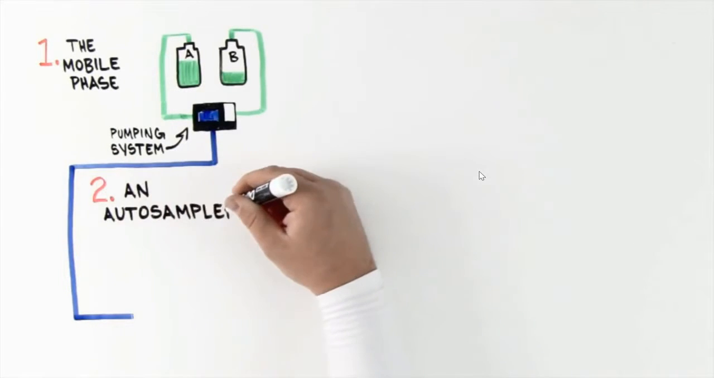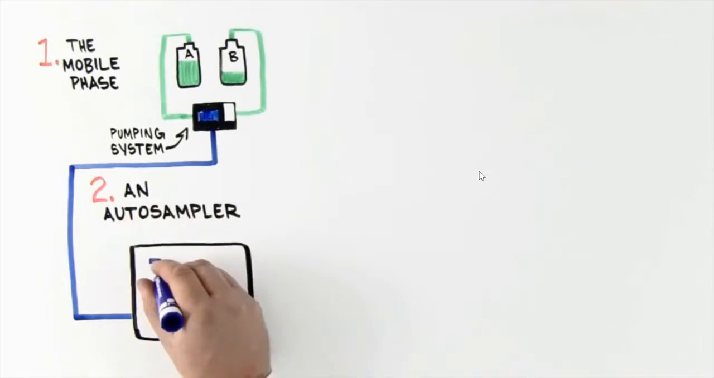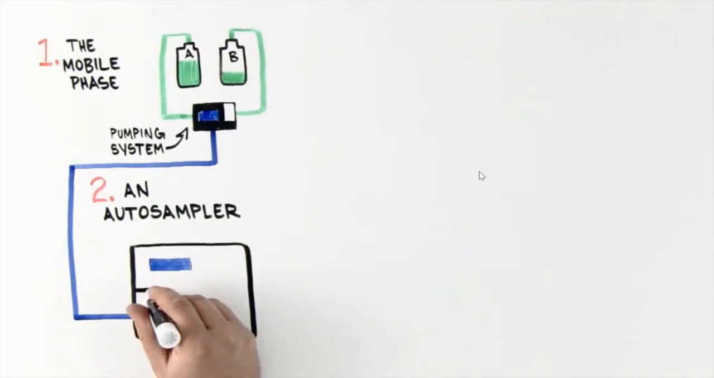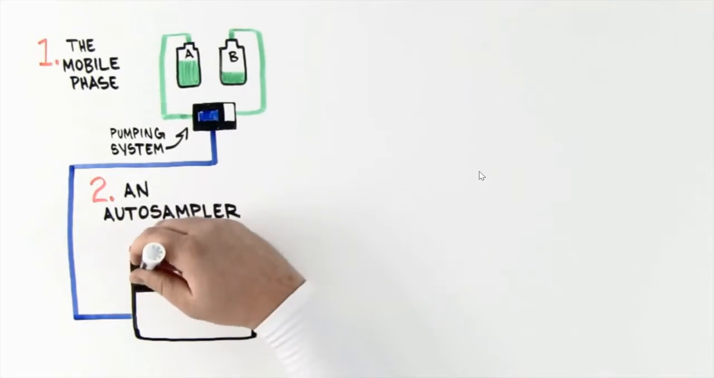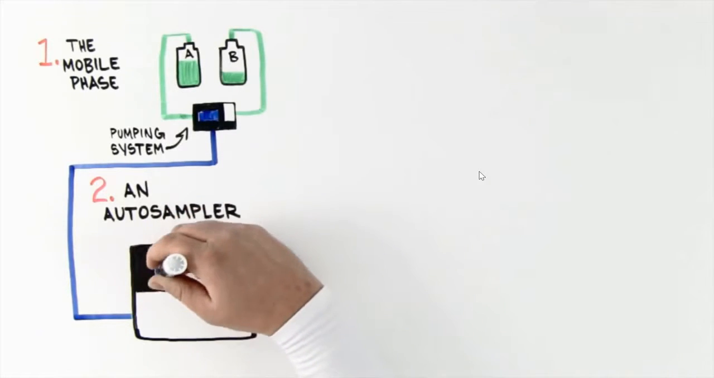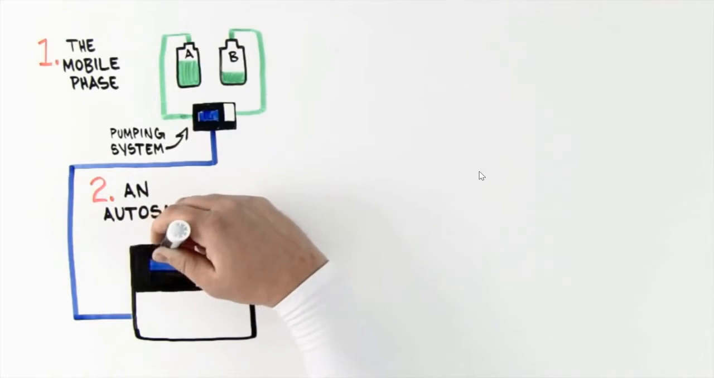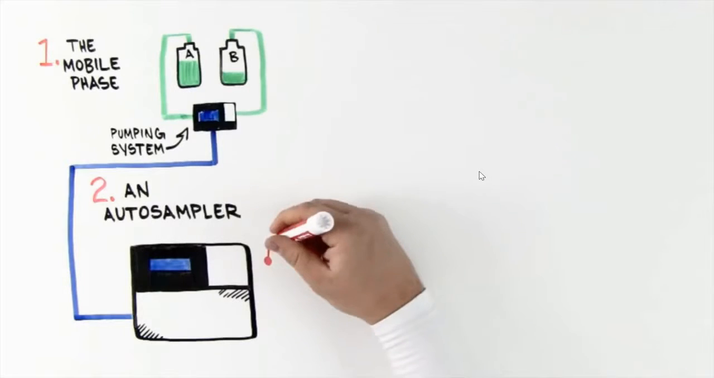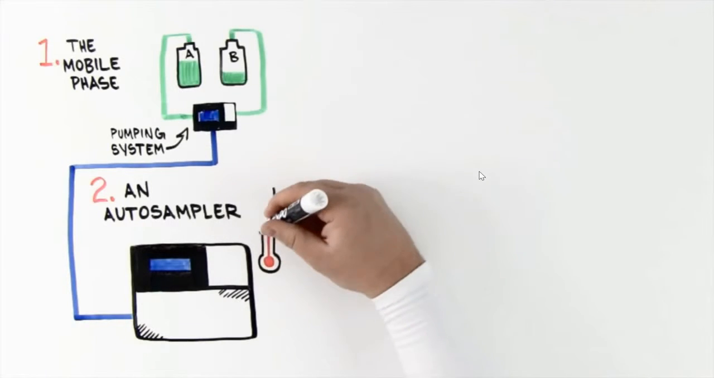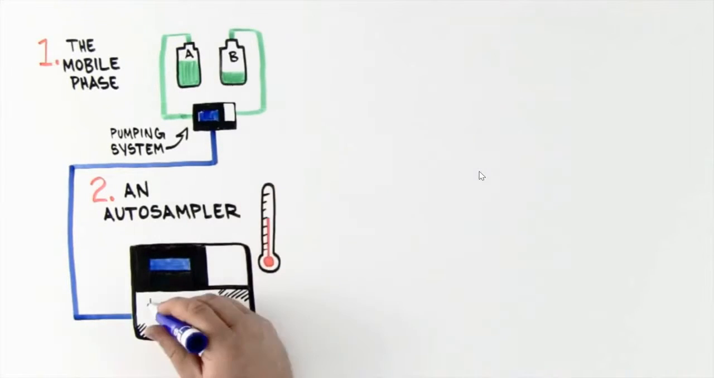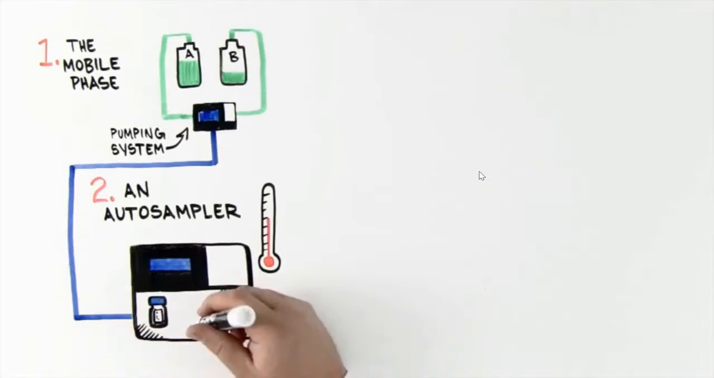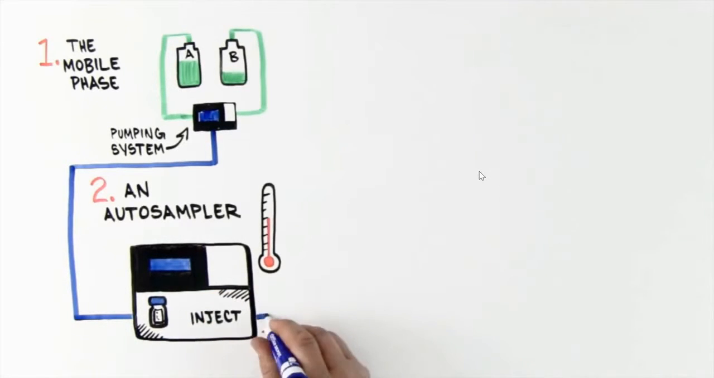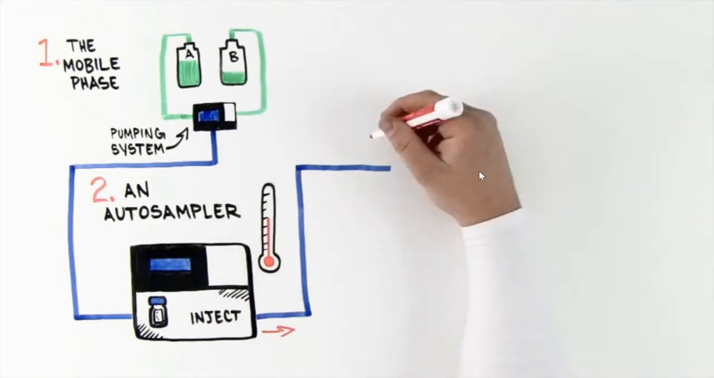The second part is the autosampler. The autosampler stores sample vials in a temperature-controlled environment and injects the desired sample when instructed by the data system. When the separation needs to be performed, the autosampler switches the valve in order to fill the sample loop with the sample for the analysis, then switches back to inject the sample. An autosampler allows the user to perform multiple sequences of runs on the HPLC.